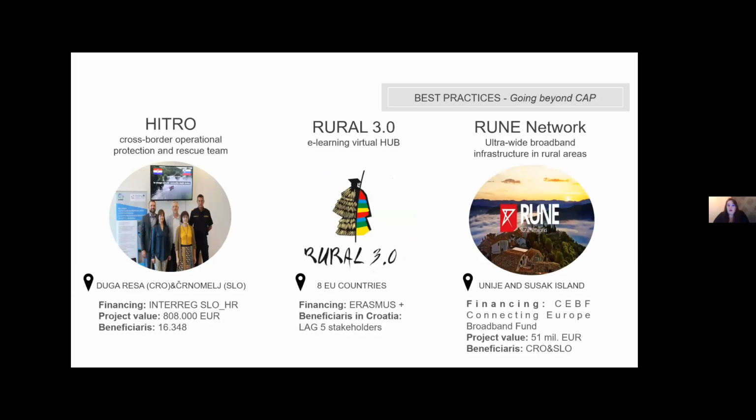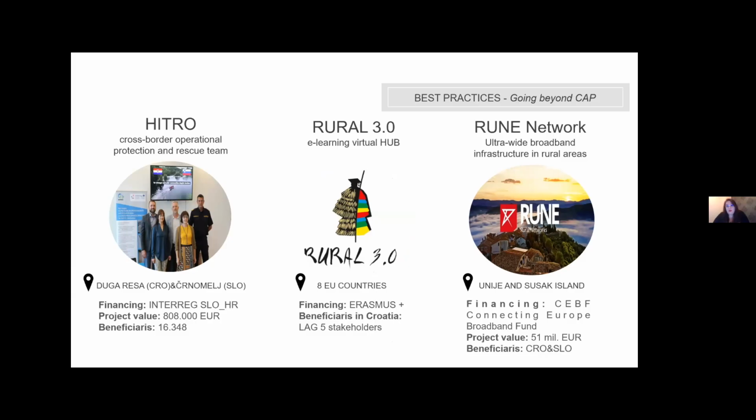We are also talking a lot about protection and rescue teams in Croatia, especially after the earthquake. So there's an example, the HITRO project, and it was the 3rd best Interreg project in Europe in 2020, I think.